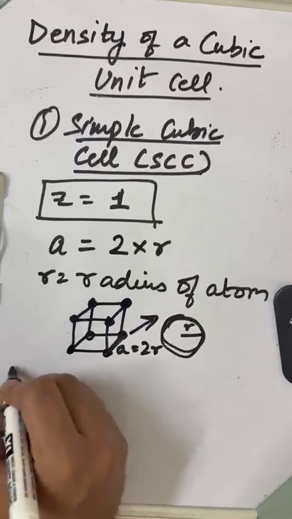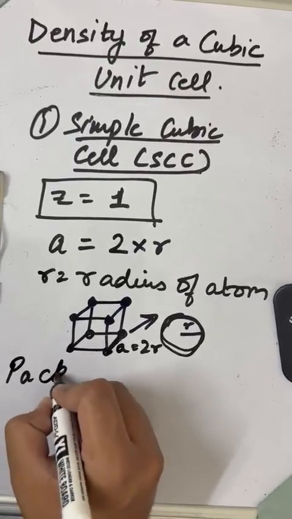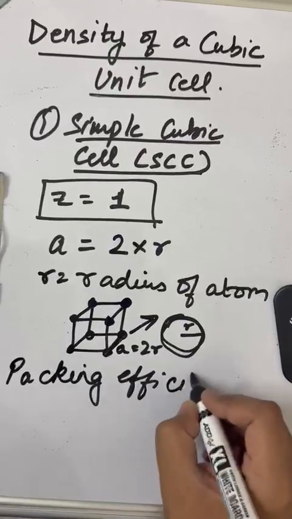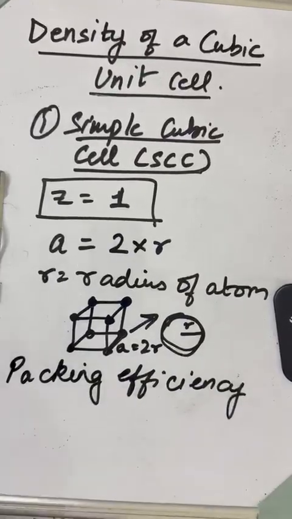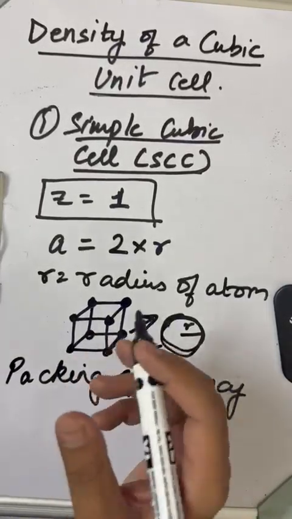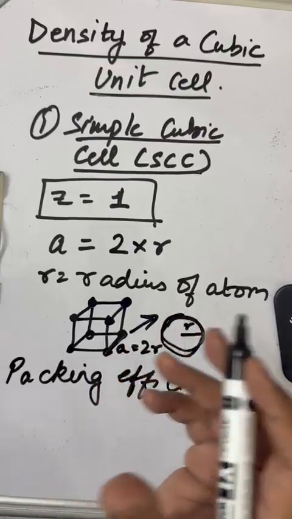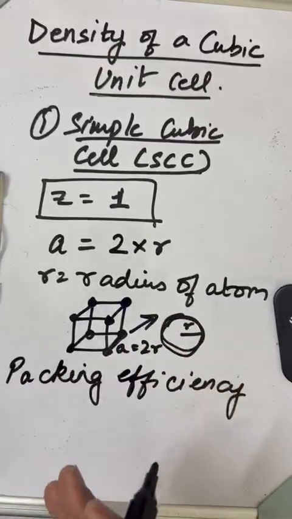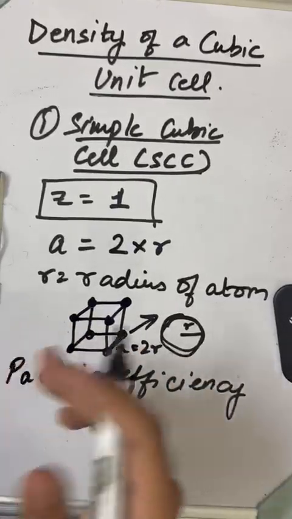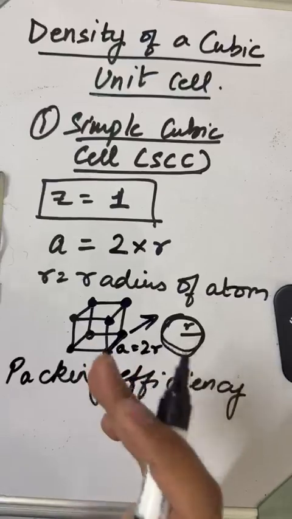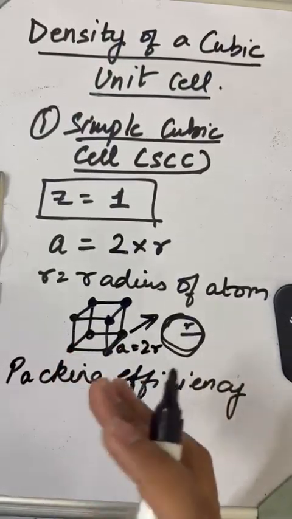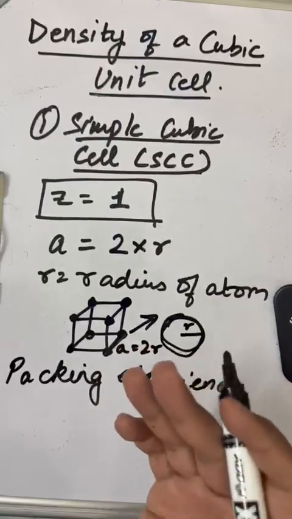I will now talk about packing efficiency, which is very important. Packing efficiency is basically how efficiently the cubic cell is filled with the atomic structure. For example, if you take a jar and fill it with 3/4 water, I would say that the packing efficiency of the jar is 75%, which means that 75% of the jar is full.